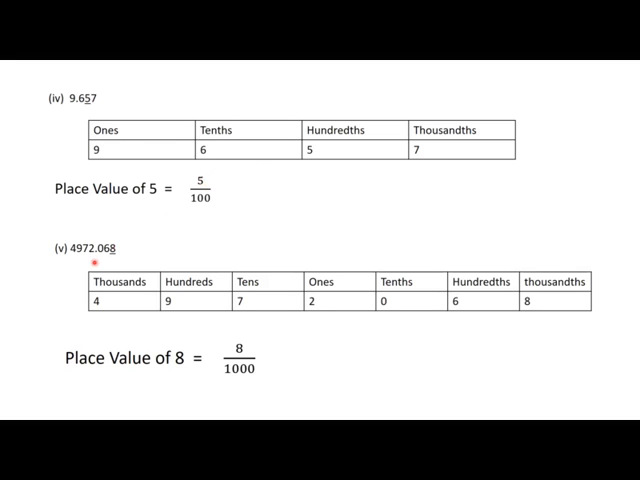And the final one, 4972.068. So first one is in thousands, next one is hundreds place 9, tens place 7, ones place 2, and after the decimal, tens, hundreds, thousands. So in tens place the number is 0, so I have written 0. After that, hundreds place 6, final one 8, thousands place. So the place value of 8 is 8 by 1000.